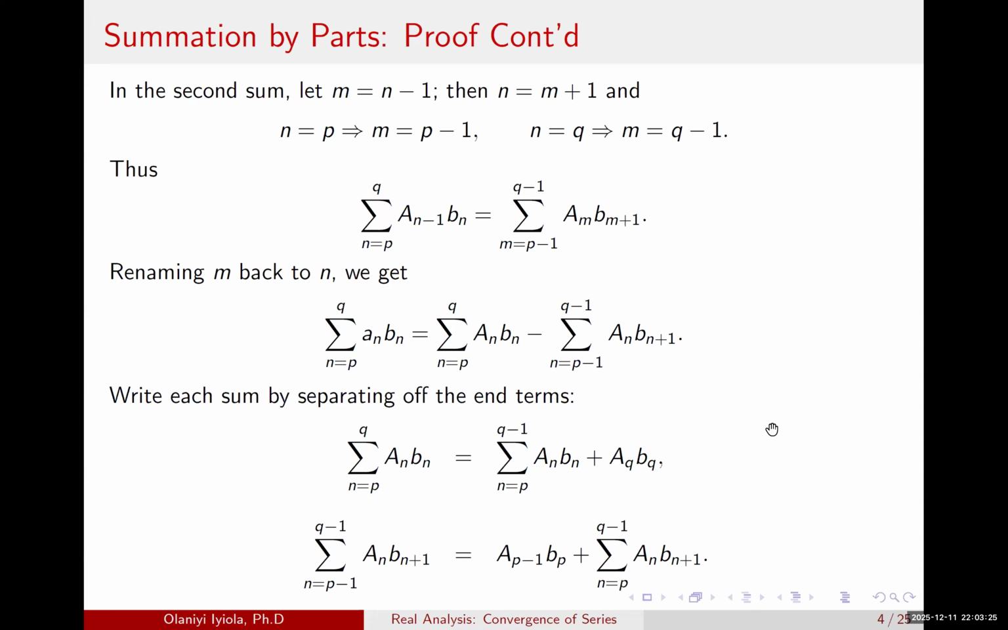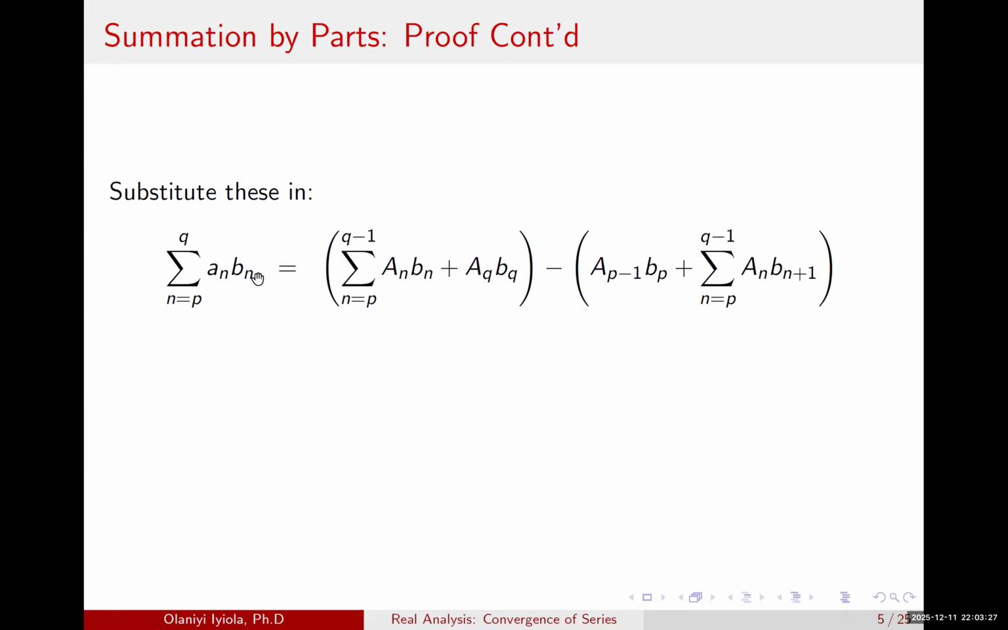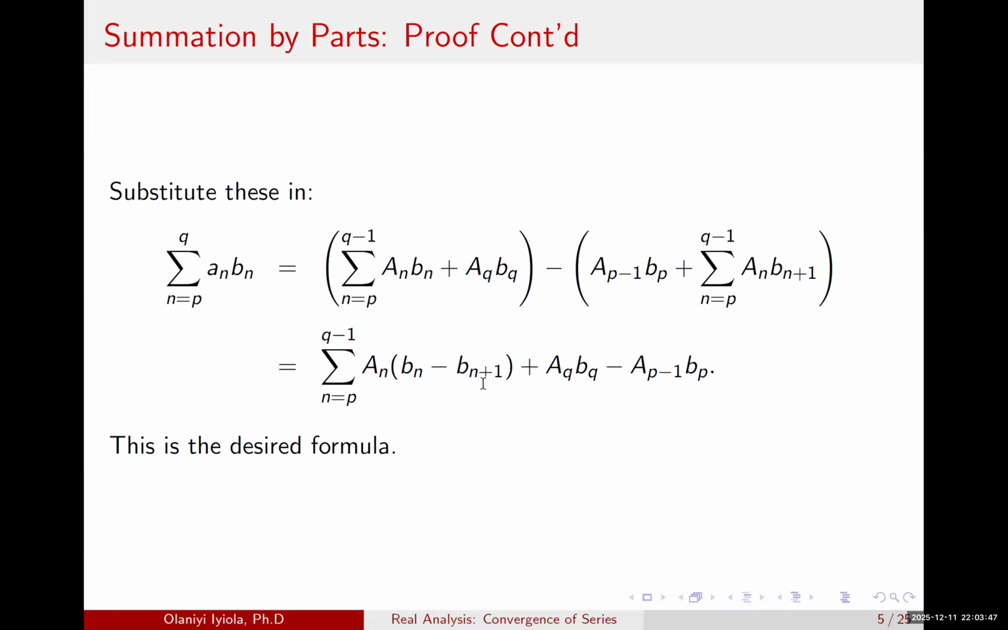So now we go back to the original series. We have this series coming here. Then this is the first piece we did, and this is the second piece. And obviously, we can combine this sum here with the sum here, and then keep these terms separately. Once you do that, that's exactly what we are looking for. And so that is the proof of the summation by parts.